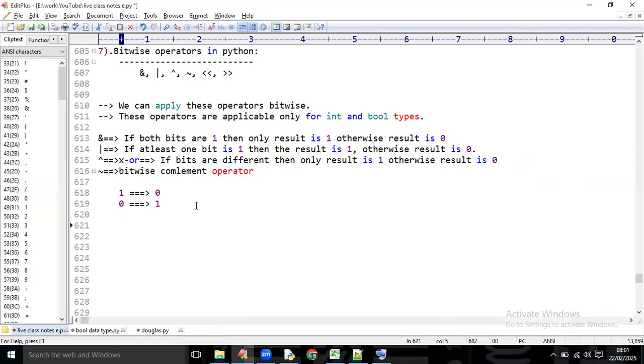So here first we need to go through the AND operator. In the AND operator, we are giving first 0 and 0. So 0 and 0 means 0 into 0. 0 into 0 equal to 0 only, right? So 0 into 0 means 0. And next 0 into 1, 0 and 1.